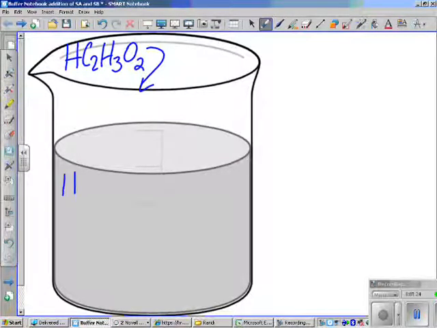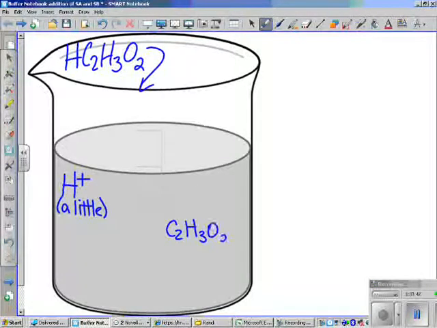Okay, so it breaks up into H+. Does it break up into a lot of H+ or only a little H+? Only a little because it's weak, okay? We're going to use the very technical term, a little, for that. What else does it break up into? Okay, I hear some of you mumbling. Thank you. C2H3O2-. And are you going to have a lot or a little of that? Only a little, okay? Because again, weak acids only dissociate a small amount.